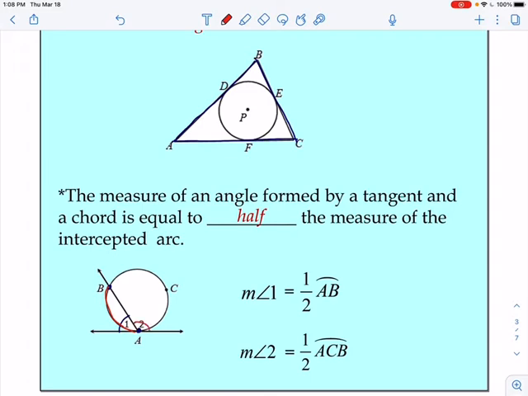On the other side, if I wanted to know the measure of angle 2, this time it intercepts a major arc. And the major arc that it intercepts would be ACB. So the measure of angle 2 would be 1/2 the measure of arc ABC. So again, if you're given the angle and you want to find the arc, we're going to multiply by 2. If you're given the arc and you want to find the angle, you're going to divide by 2.